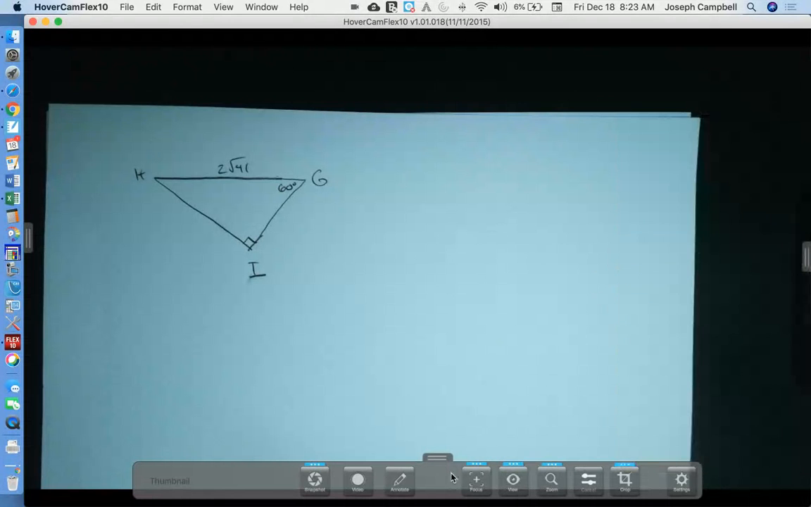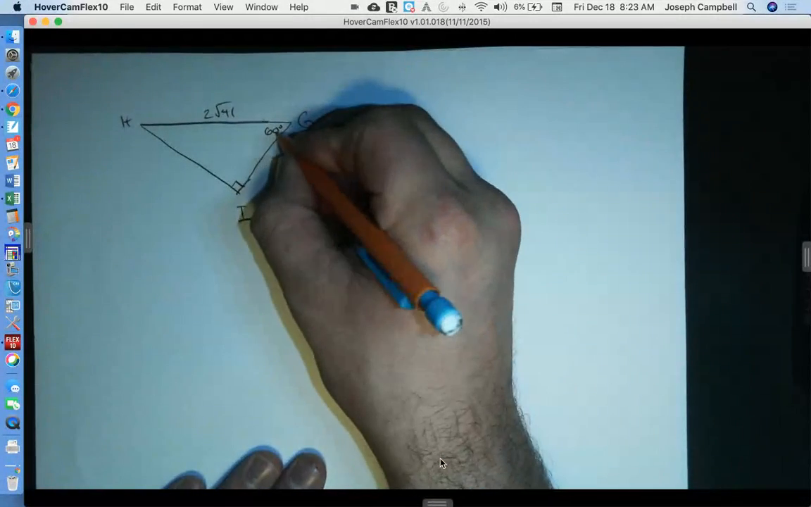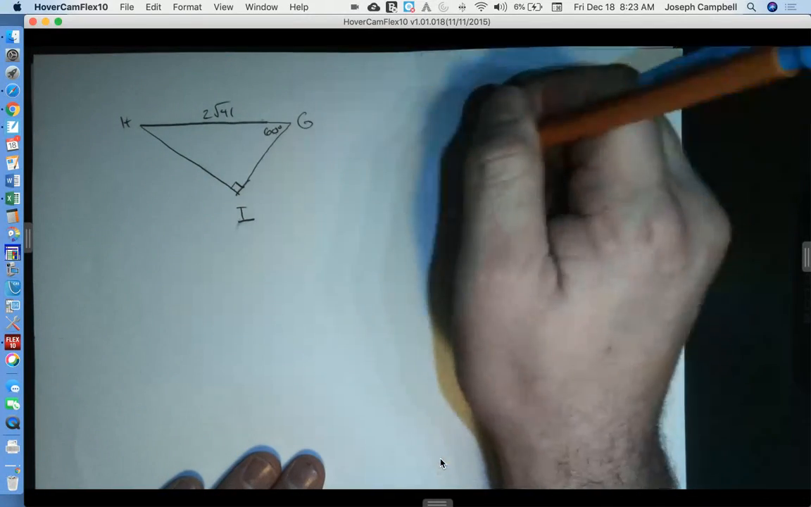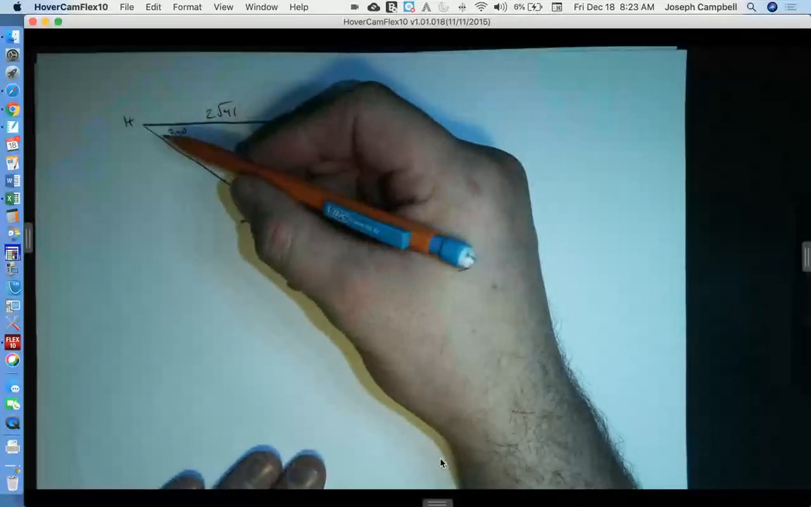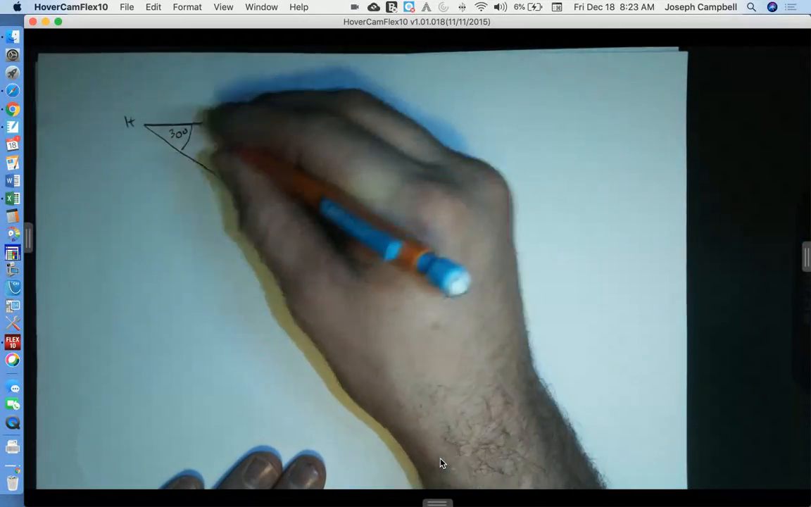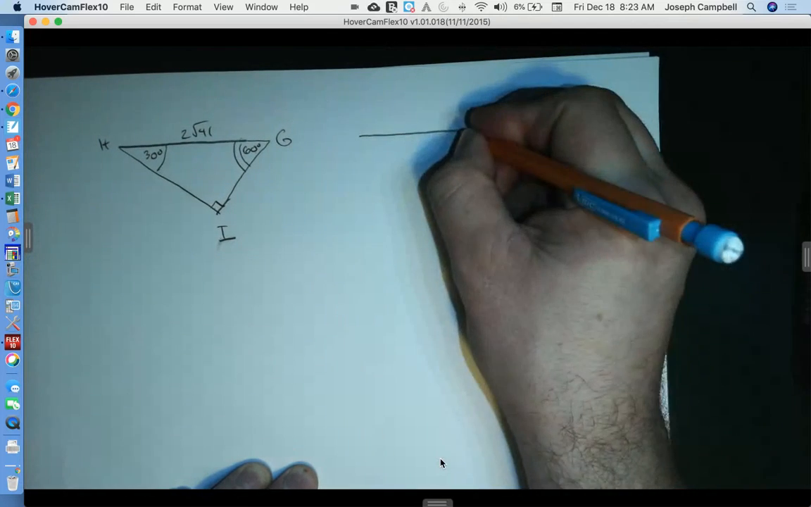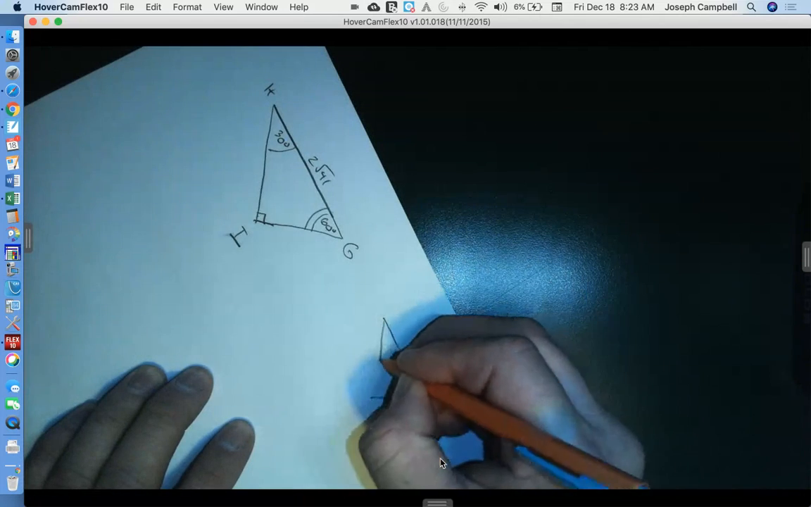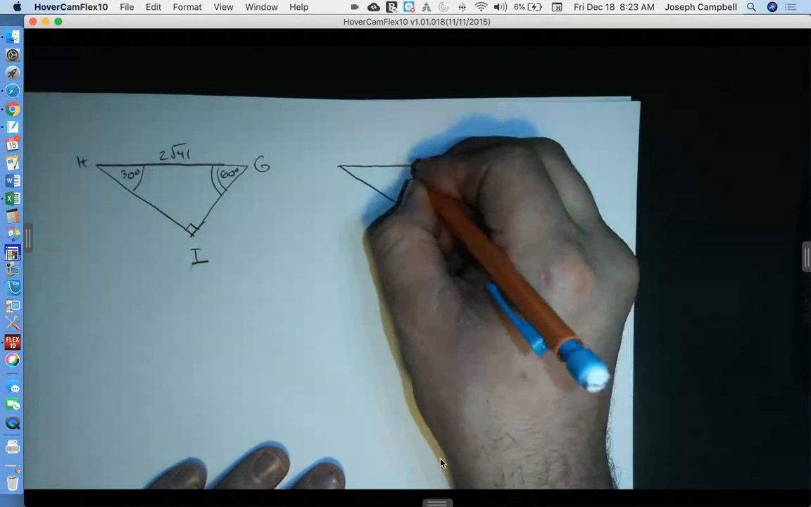Okay, so this is a special reference triangle, right? So we know we're going to have to use a reference triangle. Here, I just put it in. I also know pretty quickly that this angle must be 30 degrees because it's 30, 60, 90. So go ahead and sketch your reference triangle off to the side. Try your best to make it in the same orientation, the same proportions.